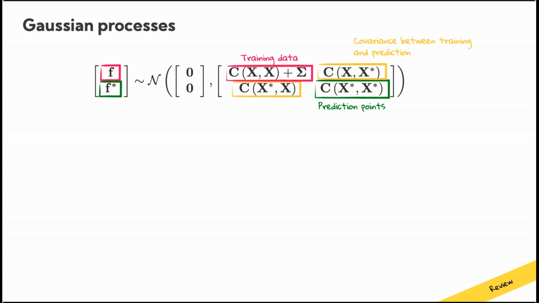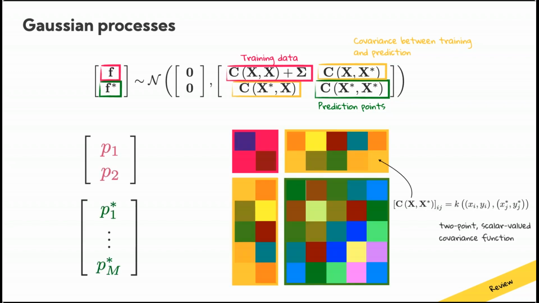Now, I'm a very visual person, so I understand equations better if I have pictures associated with them. So this is perhaps more for me than for you. Here's a picture representing what you see over here. For the training data, because we only have 2 pressure points, it's a 2x2 covariance matrix. And depending on the number of prediction points you have, you automatically decide what the size of the other matrices should be.